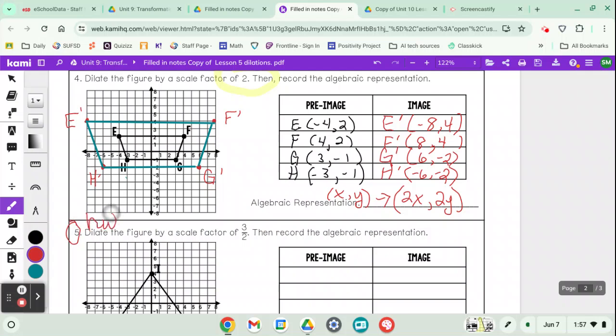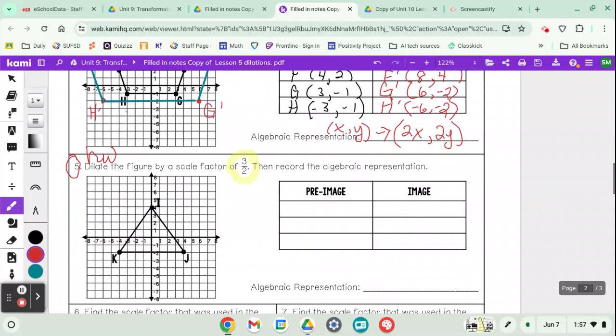Put 5HW. You are going to dilate the figure by a scale factor of 3/2. It may look, just by staring at that scale factor, that your triangle I prime, J prime, K prime is a reduction. But if you change your 3/2 to a decimal, it's 1.5. And you may use your calculator to find your image coordinates. Please revert back to the 3/2 in order to write your algebraic representation.